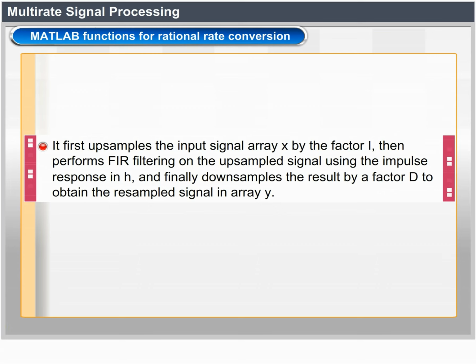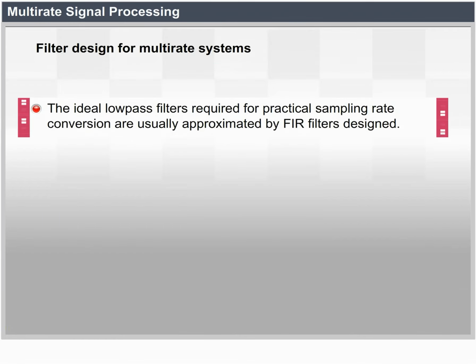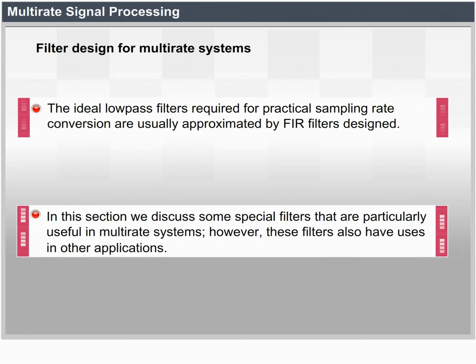Filter design for multi-rate systems. The ideal low-pass filters required for practical sampling rate conversion are usually approximated by FIR filters. In this section, we discuss some special filters that are particularly useful in multi-rate systems. However, these filters also have uses in other applications. Off-band and kth band Nyquist FIR filters.